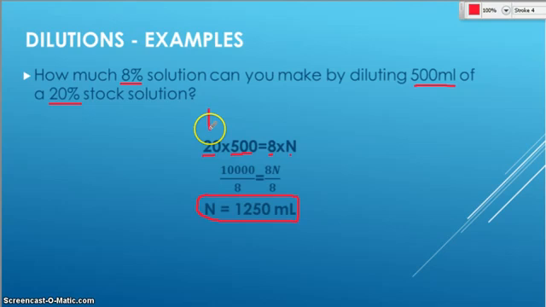Now, as you are doing these problems, one thing to keep in mind, your beginning strength is always going to be higher than your ending strength. That's the whole idea behind a dilution. You're making something weaker. And your beginning volume is always going to be smaller than what you end up with. We're adding water or some other base. We're making more stuff. So this number always has to be the larger one, the one we end up with. So kind of keep that in the back of your mind, and that will help you check your work on these problems.